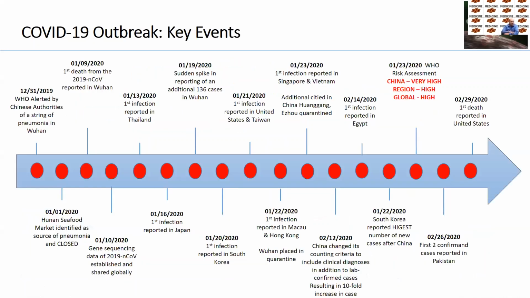Now we have COVID-19. As you know, on the timeline, back in December of 2019, the World Health Organization was alerted of a string of pneumonias in Wuhan, China. Actually, there's some discussion whether that happened earlier than that. There's a lot of conflicting reports that come out all the way to where we are today, April 16th, where it's a worldwide pandemic.